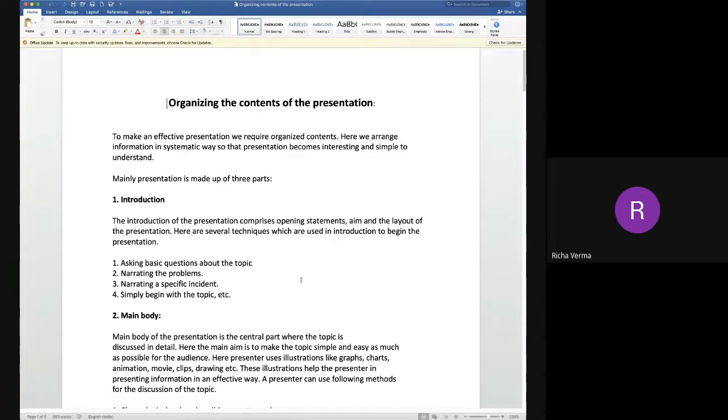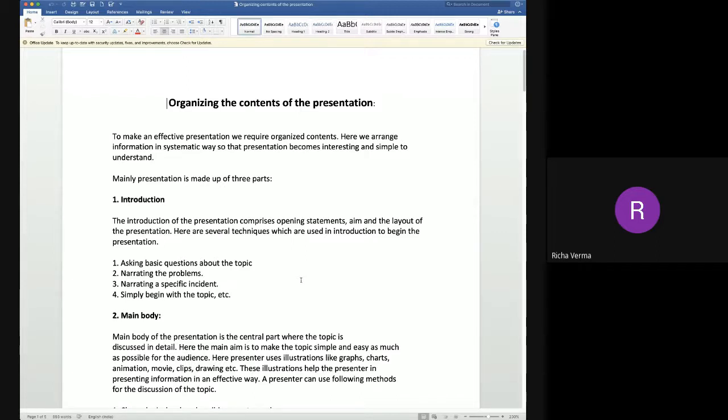The next is narrating the problems. If you have a topic like emitting greenhouse gases, then what are the problems? If you pose it right in the first slide, that these are the problems the planet is facing because of the gases, you can create interest in the audience, that this is how the problem is and now we are trying to solve it. They will have more attention and more interest when you present it in the first slide.